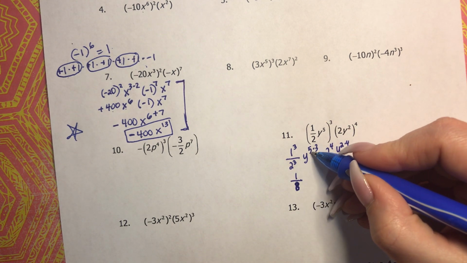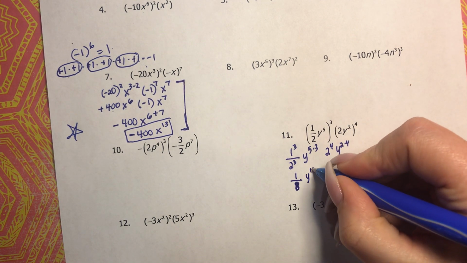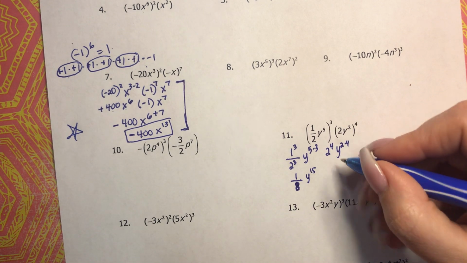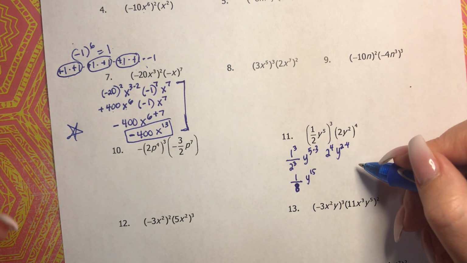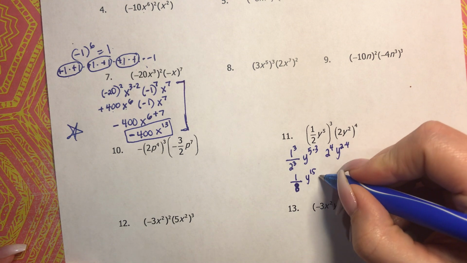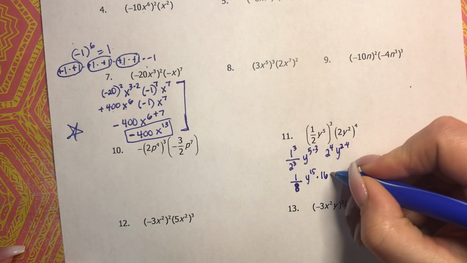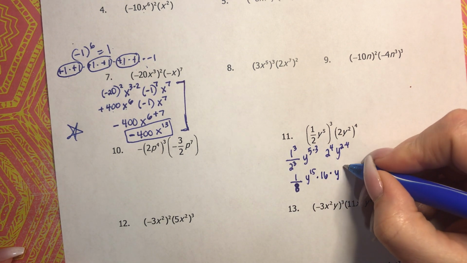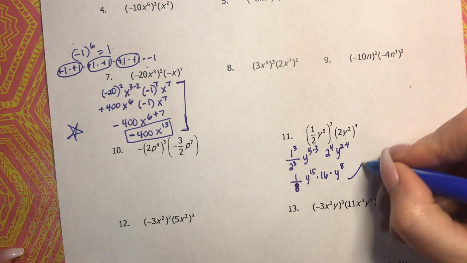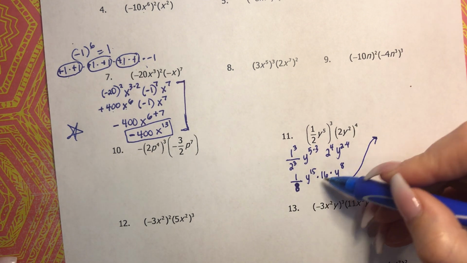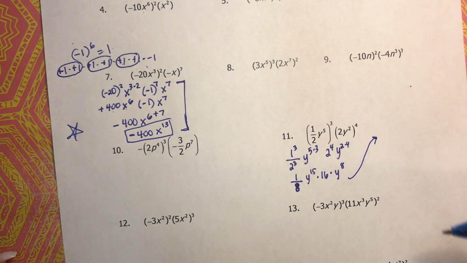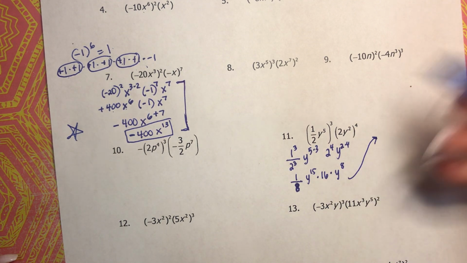And then we have y to the 5 times 3, which is y to the 15th. 2 to the 4th, that's going to be 2 times 2, which is 4, times 2 is 8, times 2 is 16. So this is times 16, and then y to the 2 times 4, which is 8. And then I'm going to move it over here. And so what do I see? I see that I have numbers, and I see that I have exponents.